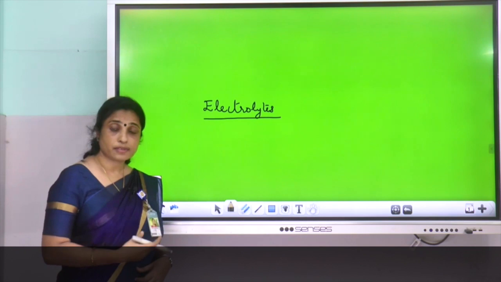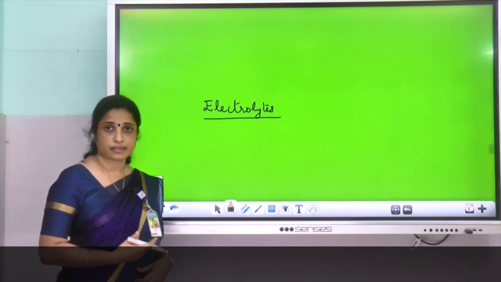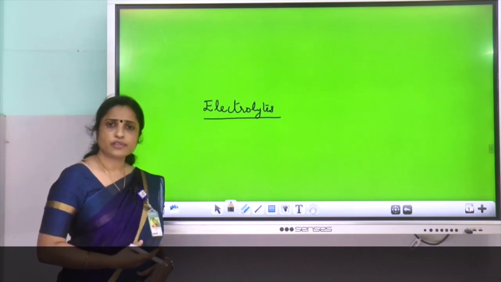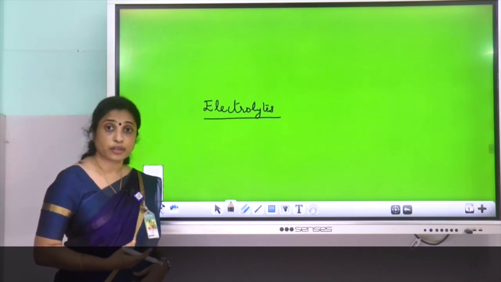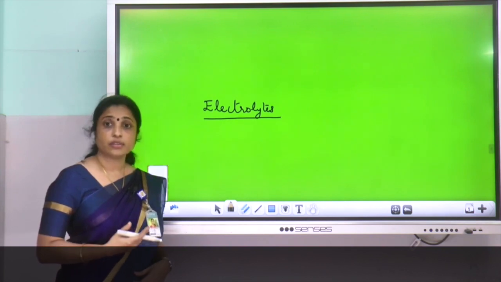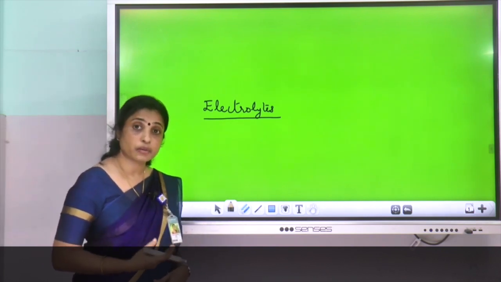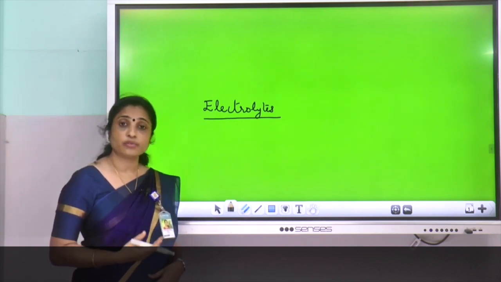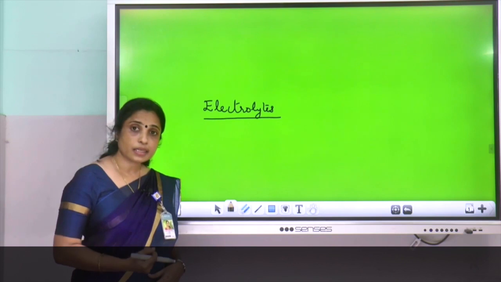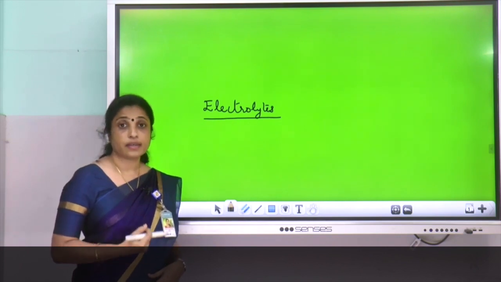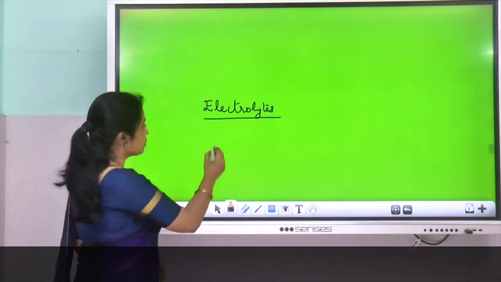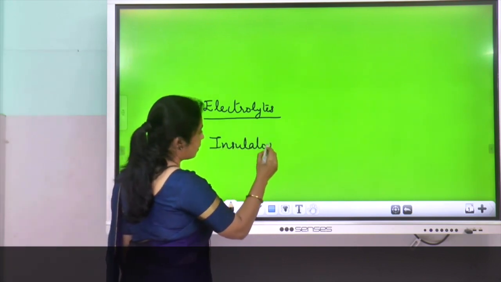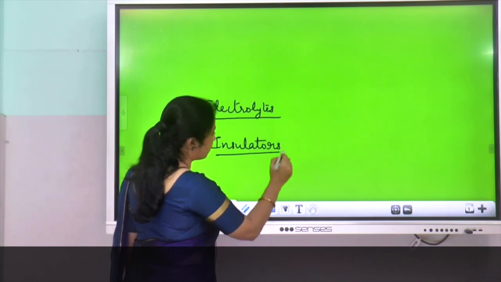So, now we have seen how conduction takes place in the case of conductors, but there are substances which do not allow the flow of current to them because they do not have any free electrons in them. In these substances, the electrons in the outermost orbit are very tightly bound to the parent atom. Such substances are called insulators, and insulators do not conduct electricity.